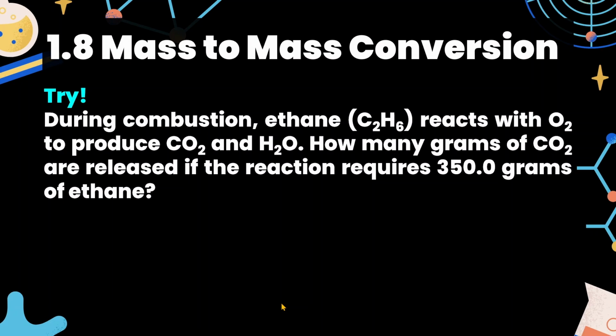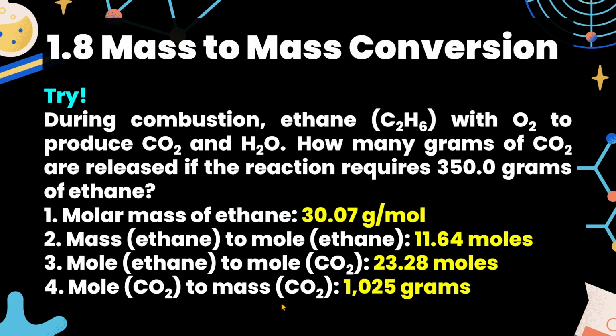Let's try this problem. During combustion, ethane reacts with oxygen to produce carbon dioxide. How many grams of carbon dioxide are released if the reaction requires 350 grams of ethane? So there are 4 steps for this, and I'll be showing you the correct answer for every step. And your task is to provide the solution for every step.